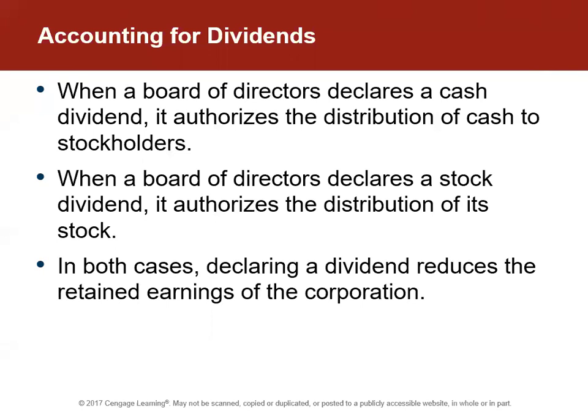If it's a stock dividend, maybe our cash reserves are low because we are putting money into new operations or something, we can declare a stock dividend instead and increase the stock amount for each shareholder. Again, that would have to be approved through the board of directors, but they would do that on the date of declaration, whether it's a cash or stock dividend. In both cases, though, we're reducing our retained earnings.